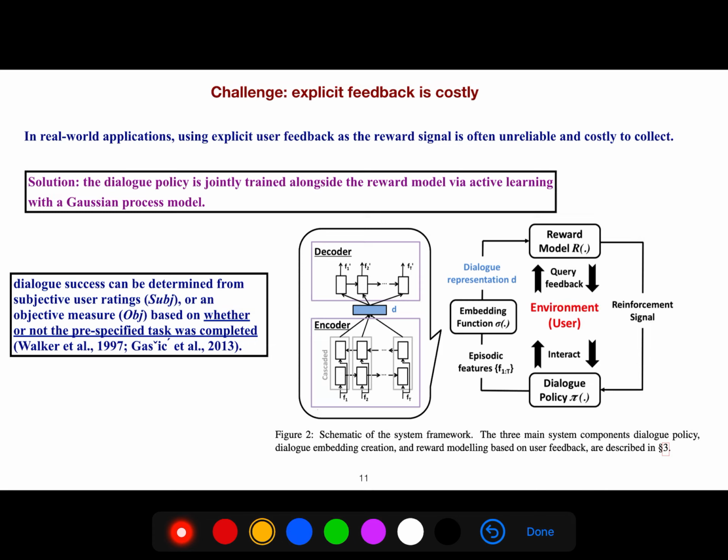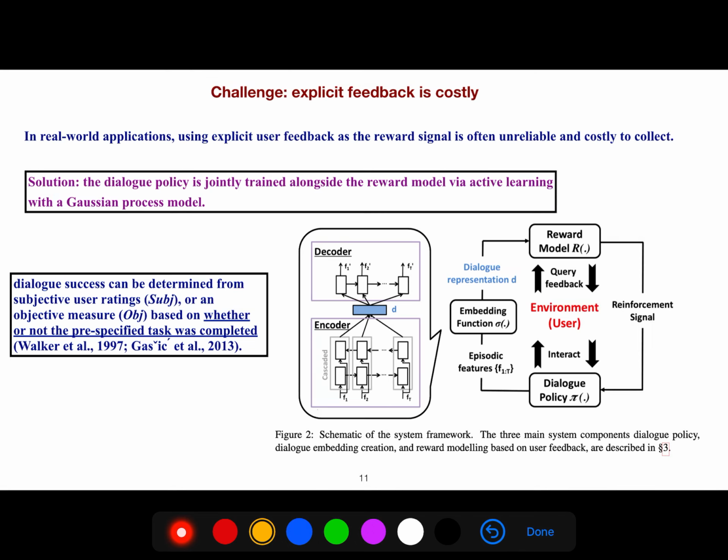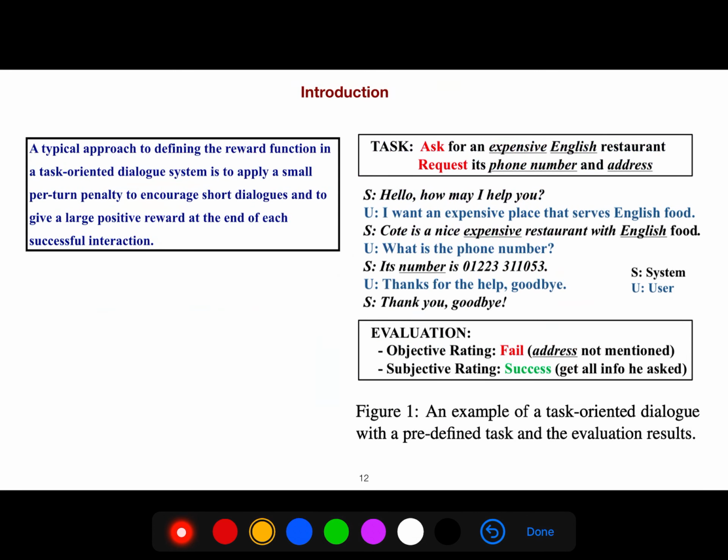So the dialogue success can be determined from the subjective user ratings or an objective measure based on whether or not the pre-specified task was completed. Because if it is completed, it has a high reward, as I said. So in this article, we model this dialogue representation and we feed it to the reward model. And I will explain how.